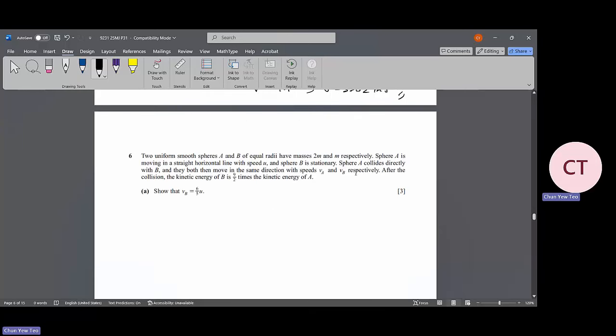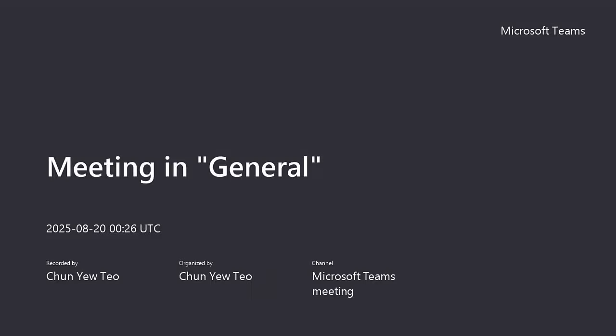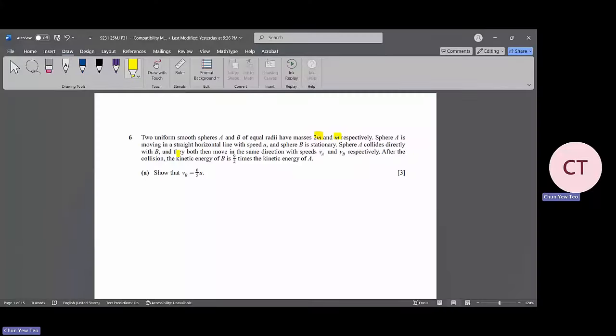And move on. We have question number 6. Sphere A is moving in a straight horizontal line with the speed u. The sphere B is stationary. Sphere A collides directly with B, and then both of them move in the same direction with the speeds VA and VB respectively. After the collision, the KE of B is 9 over 2 times the KE of A. Show that VB is equal to 6 over 5 u.